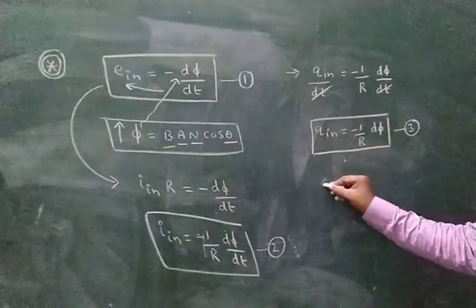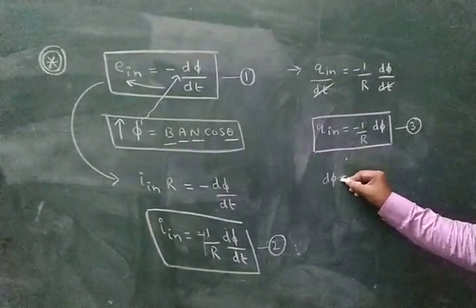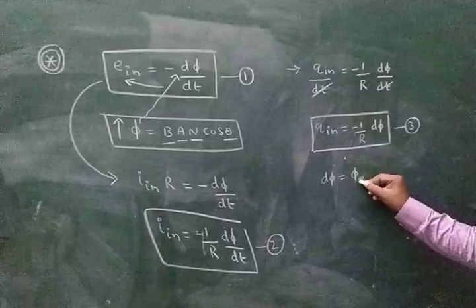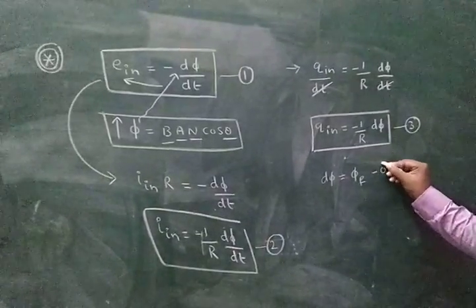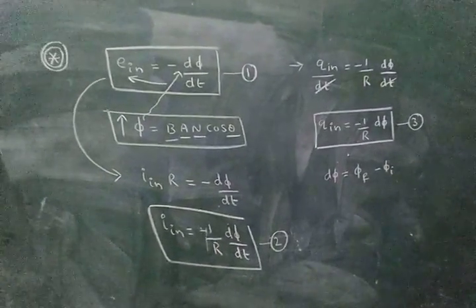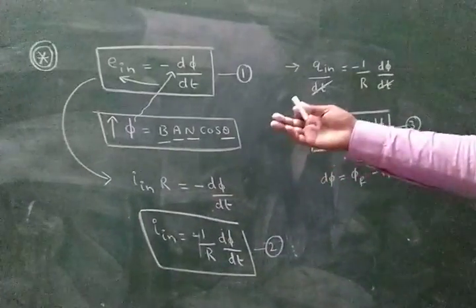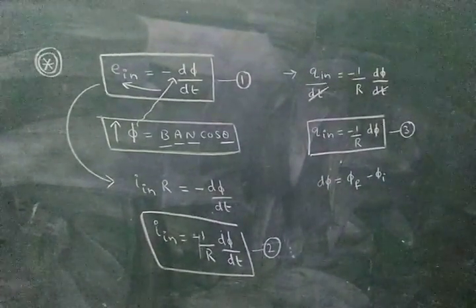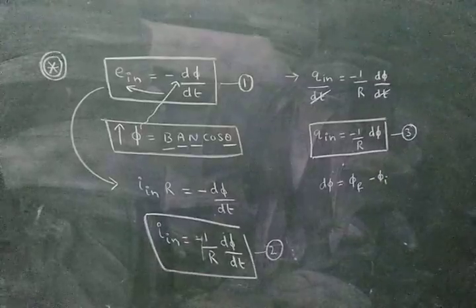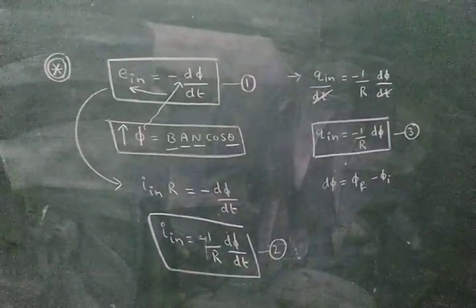Here d phi indicates change in flux. Change in flux means final flux minus initial flux. What is the flux formula in the chapter? B A N cos theta.